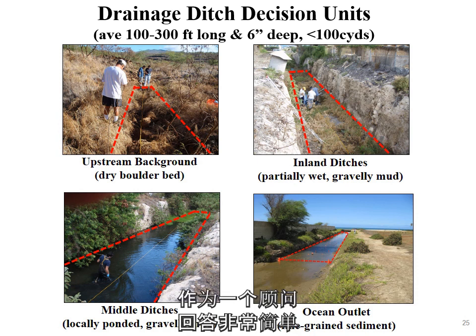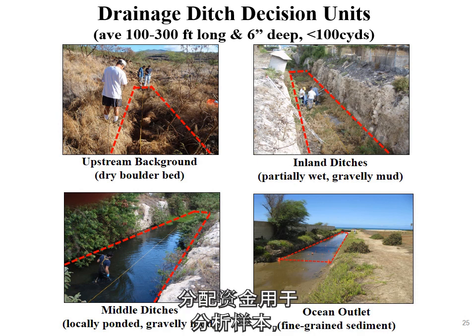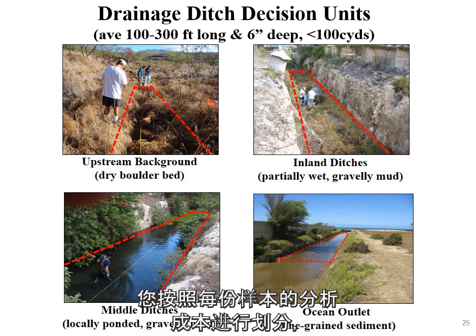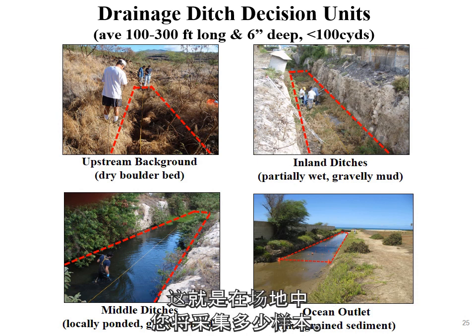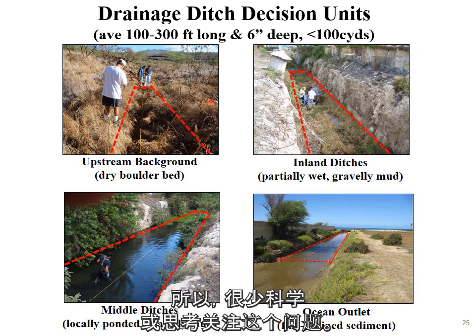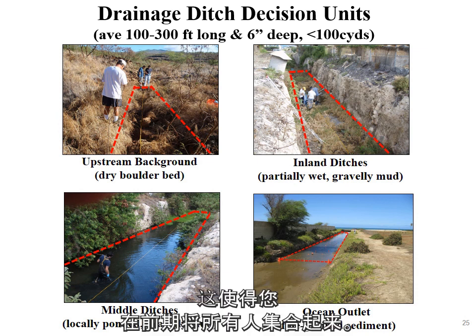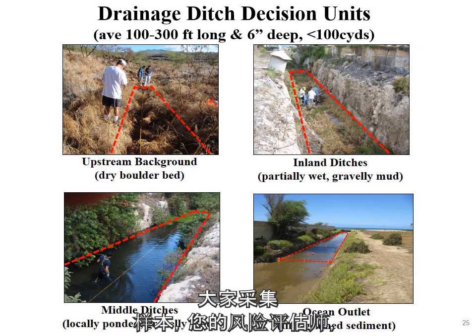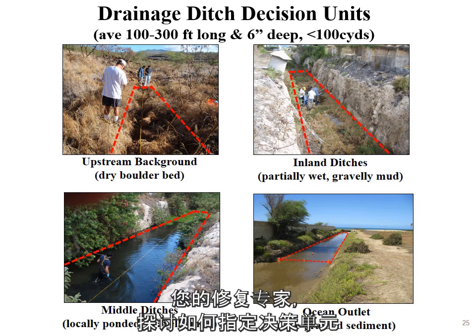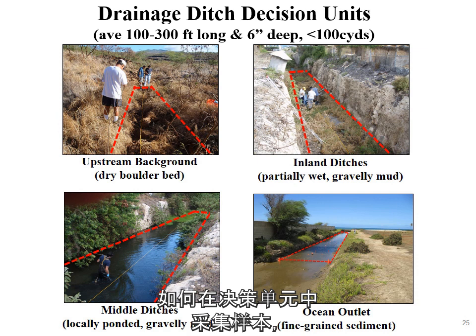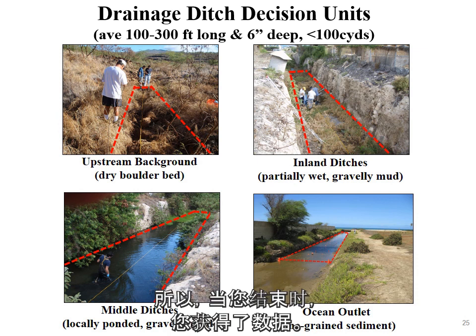Well, as a consultant, the answer was pretty simple because you often had the work plan handed to you after the fact. So you take the amount of money allocated for analysis of samples and you divide that by the analytical cost per sample, and that's how many samples you collect in the field. So very little science or thought given to it. And that's what we get away from in these decision unit multi-increment sample investigation approaches. It forces you to get everyone together up front, people collecting the samples, your risk assessors, your remediation experts, to discuss how to designate the use and how to collect samples within the decision unit. So you have the data you need when you get done.